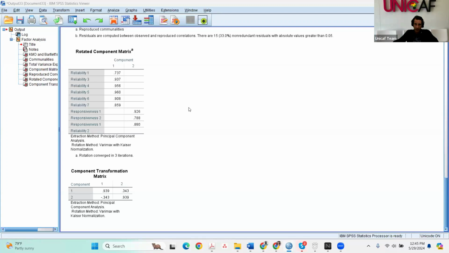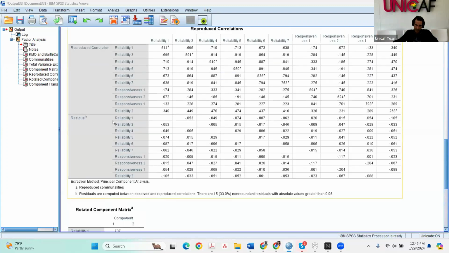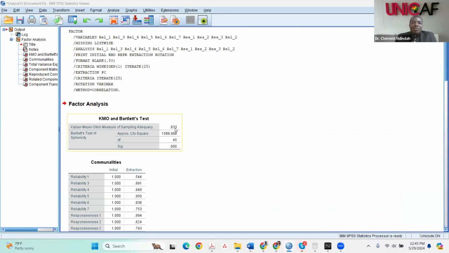When is the KMO value considered inadequate? Can you please explain that again? Yes, the KMO value is considered inadequate when it is less than 0.5. You want your KMO values to be from 0.5 to 1, and the KMO is very sensitive to the sample size. Generally, when your sample size is too small, you would also have a KMO value that is not adequate. But your KMO value should be between 0.5 and 1.